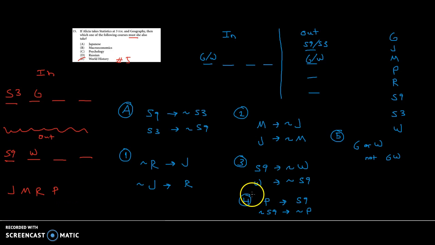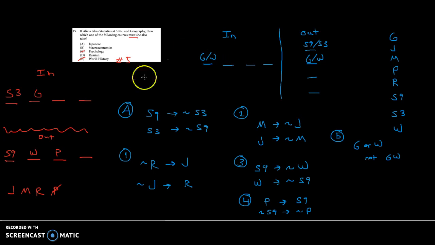But if we look at this, we know that with rule 4, if we have P, it means we must have S9. If we do not have S9, we cannot have P. Well, we do not have S9. So that means we can't have P. So that's out. So that rules out this one. And then we've got J, M, and R. Now, think about what this means if we must take something. That means if I put it in the out list, we create a contradiction. Let's start with J for a moment.